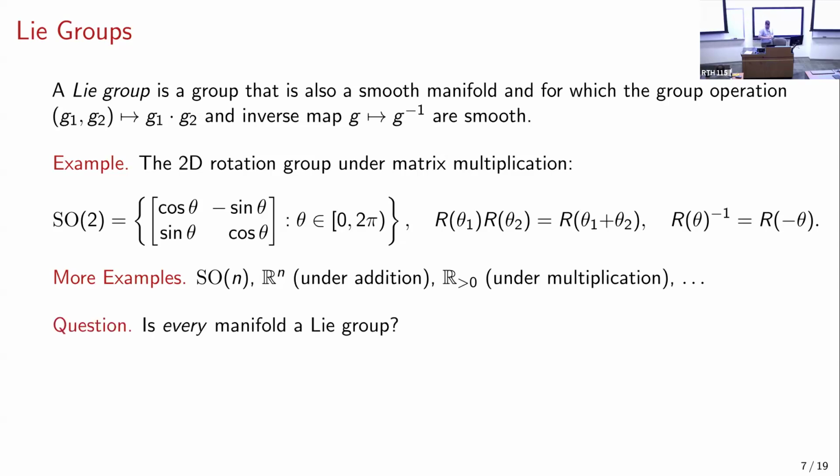So a question that I sometimes get from younger students is, well, is every manifold a Lie group? Is there some way to put a group operation on every manifold? And the answer is definitely not. So there are some manifolds that are not Lie groups, and we can show that in a number of different ways.